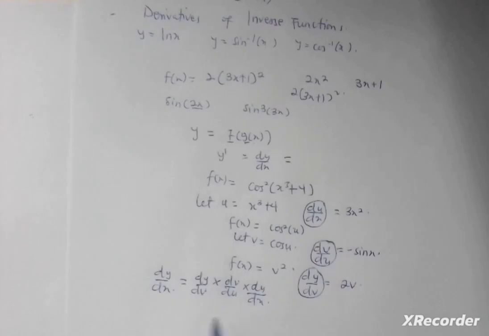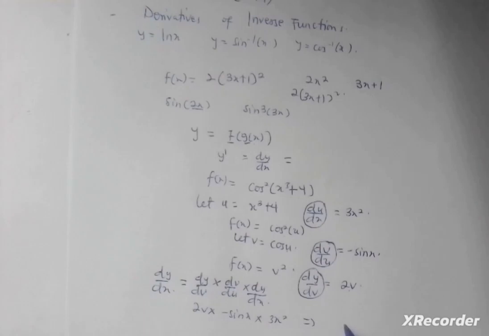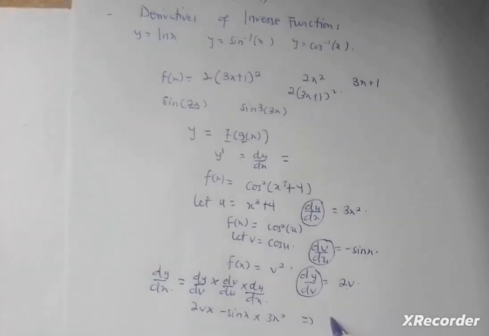So my dy over dv here is what? 2v, multiplying the dv over the du, negative sine x, then also multiplying my du over the dx, 3x squared, where this is equal to 2v times 3x squared multiplying negative sine of x.